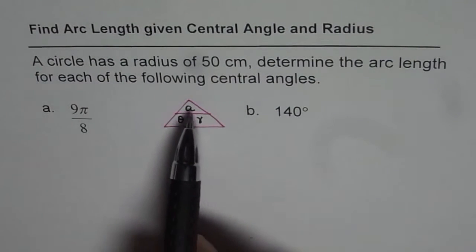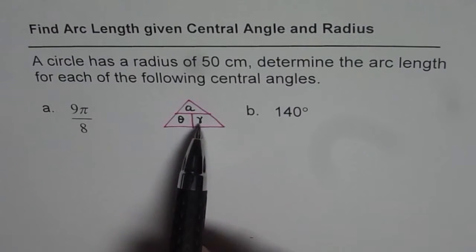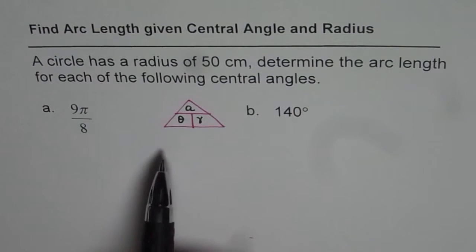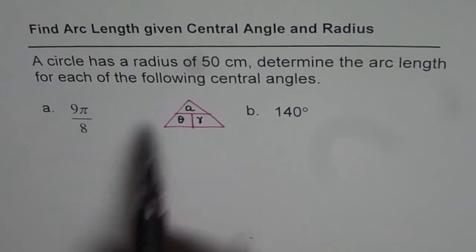Provided all these measurements, radius and arc are in units of length and theta is in radians, right? So theta is a ratio, so it will not have any units. Remember, this theta is in radians.